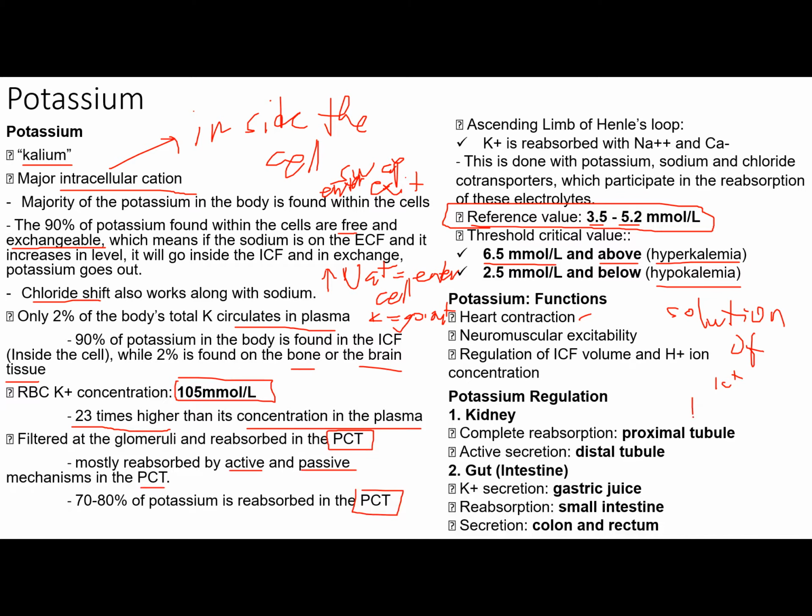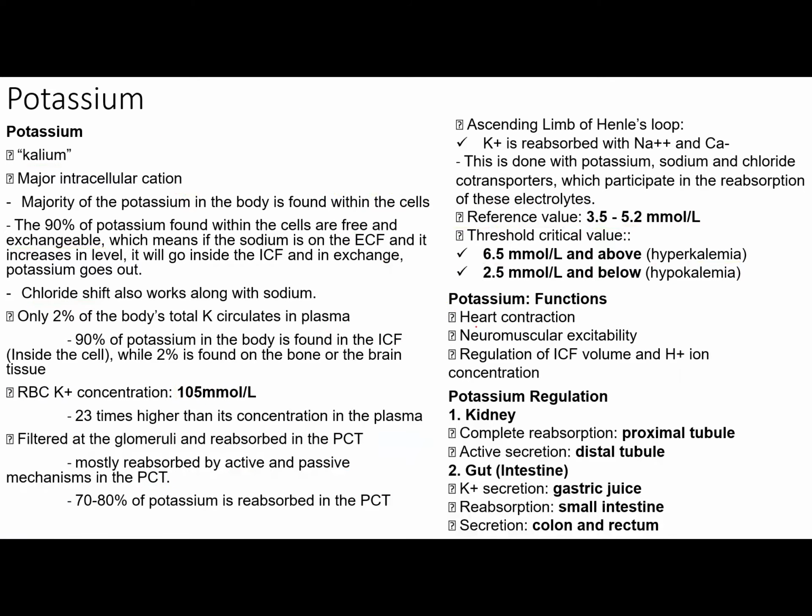He died of a heart attack. So that's one way he died. So too much potassium, very high amounts of potassium, could lead to a heart attack. That's why one of potassium's functions is heart contraction, along with neuromuscular excitability, regulation of ICF volume, and hydrogen ion concentration.